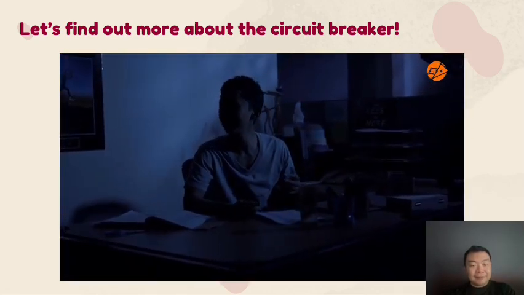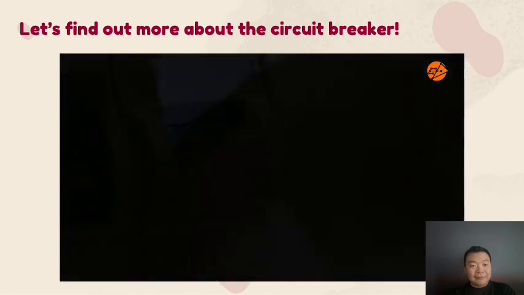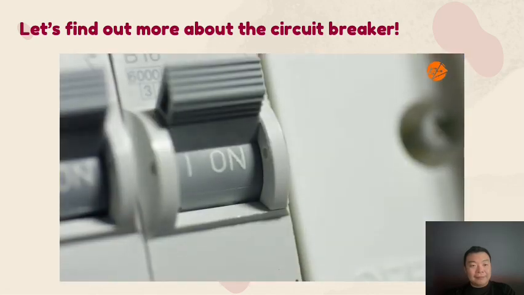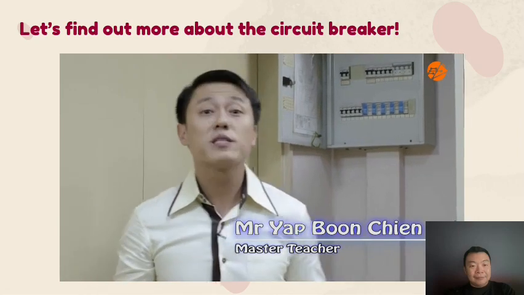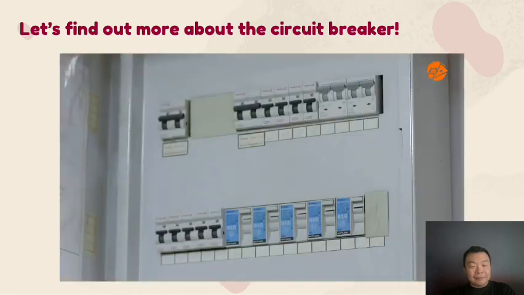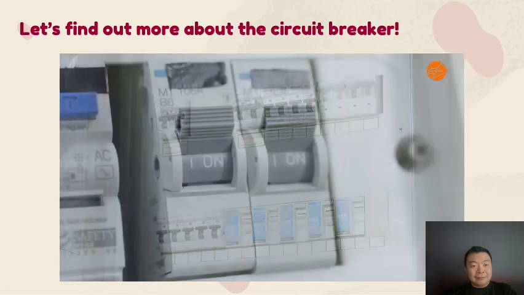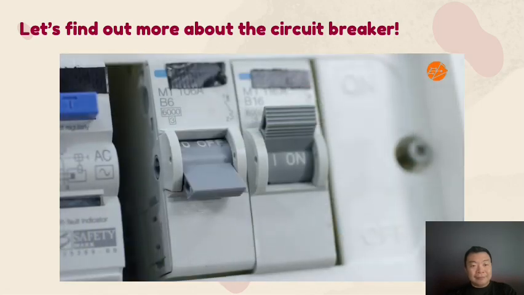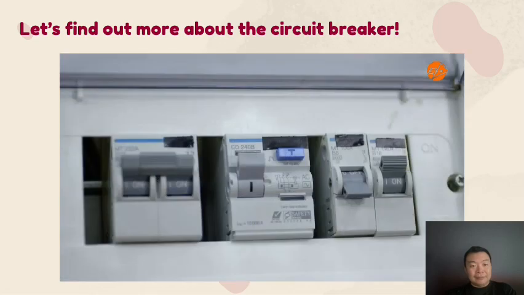Power outage again? When we experience a blackout, we are actually being kept safe by circuit breakers. The circuit breaker is a safety device that switches off the electric supply when there is too much current flowing in the home appliance. How does the circuit breaker work?